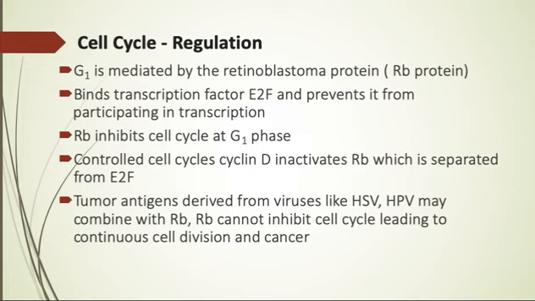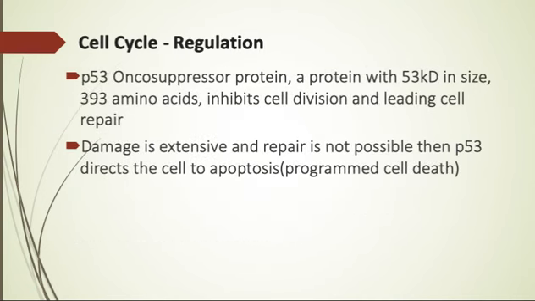Okay, so next you have another regulation by P53 oncosuppressor protein, a protein with 53 kD in size, 393 amino acids are present. It inhibits cell division and leads to cell repair. If the damage is extensive and the repair is not possible, then what happens here? The oncosuppressor protein directs the cell to apoptosis, that is programmed cell death.